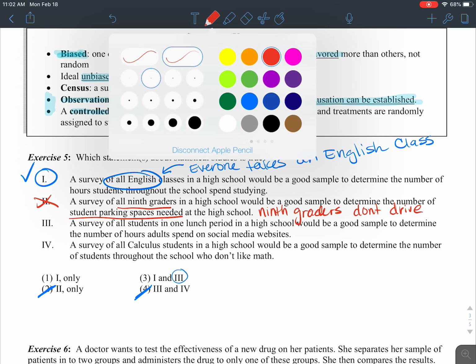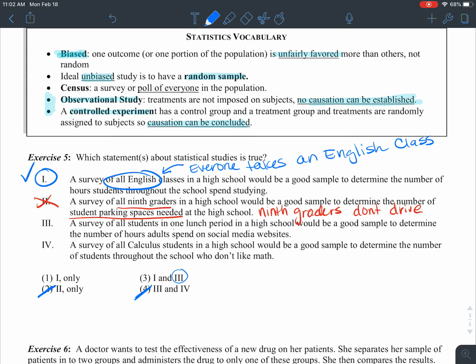All right, choice 3. A survey of all students in one lunch period in a high school would be a good sample to determine the number of hours adults spend on social media websites. Well, if they were talking about students here, this would be a good random sample because it should cover the entire population in general. But because it's asking about the number of hours adults spend on social media, I think that would be silly because we're not asking adults. So that just doesn't make sense. Unless we're asking them about their parents, but I don't think that's the case here.